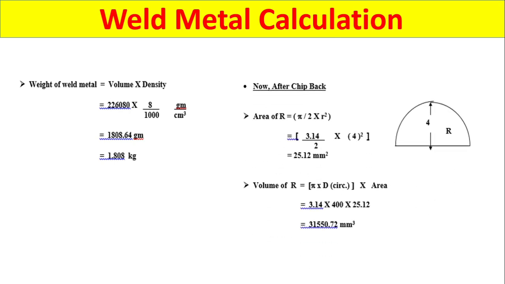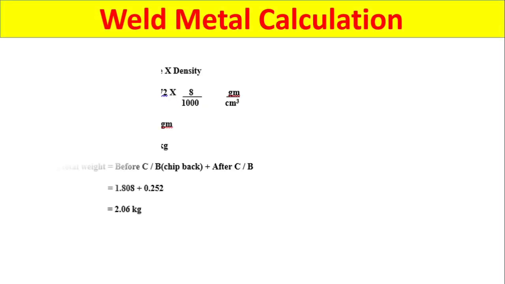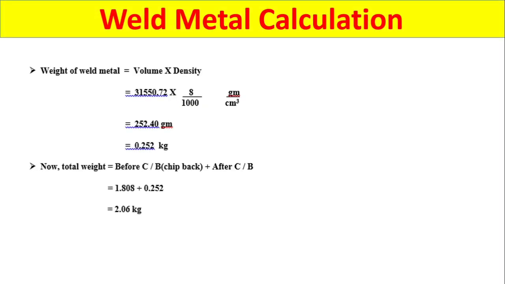Now after chip back it is coming the same, pi by 2 into r square. It is coming 25.12 mm square. Volume of R equals this in mm3. So pi into D into area. This is the volume of R. Now the density into the volume, it is coming the weight of the whole metal. The total weight, chip back plus after CP, is coming 2.06 kg.